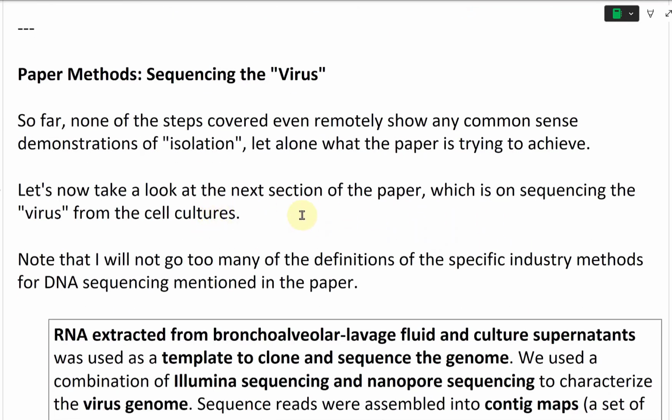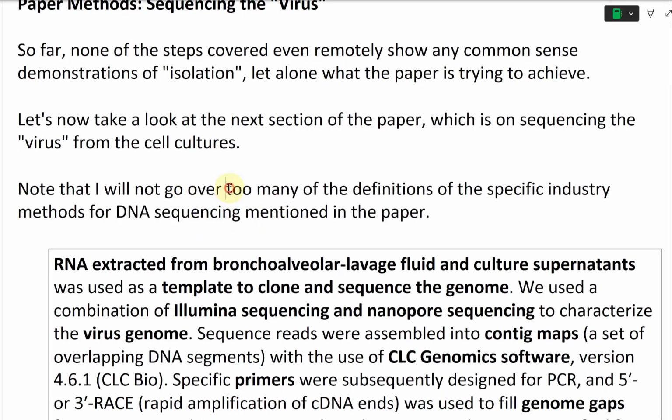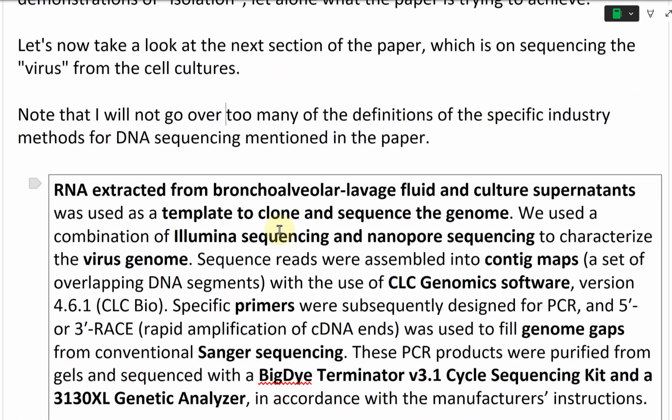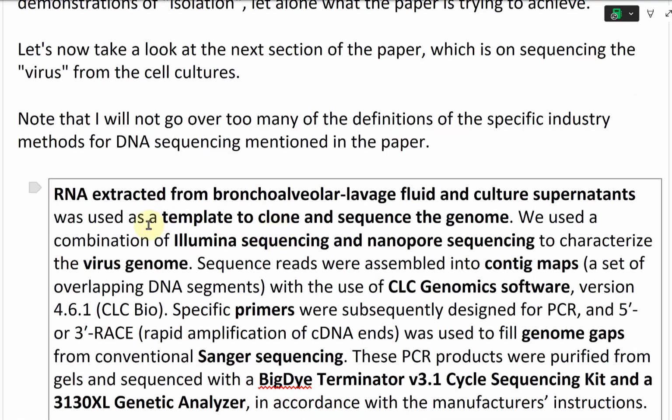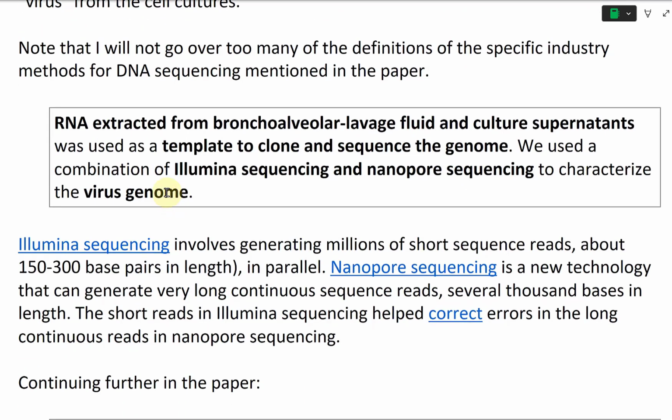Let's now take a look at the next section of the paper, which is on sequencing the COVID virus from the cell cultures. Note that I will not go over too many of the definitions of the specific industry methods for DNA sequencing mentioned in the paper, because again, I'm more focused on the physical isolation and so on. Alright, so RNA extracted from bronchoalveolar lavage fluid and culture supernatants was used as a template to clone and sequence the genome. And we used a combination of Illumina sequencing and Nanopore sequencing to characterize the virus genome.